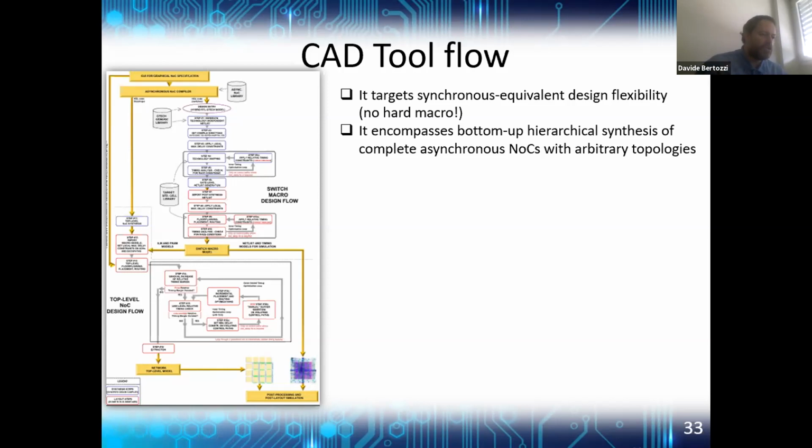It aims to achieve the same design flexibility that you have for synchronous design. And this is done for flexible exploration of the design space and not to make use of hard macros. In asynchronous design, due to the difficult support with mainstream CAD tools, typically asynchronous switches come in the form of hard macros that are inflexible. In this case, the goal is to have the switches as soft macros, the same thing that you have in a synchronous design.